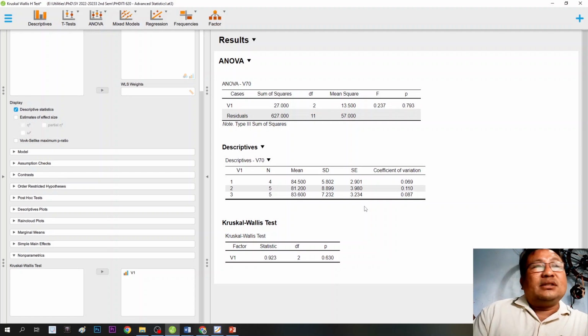In an APA format, a Kruskal-Wallis H test showed that there was no statistical difference in the three exam versions in terms of difficulty, where χ²(2) is equivalent to 0.923, and with the mean difficulty score of 84.5 for exam 1, 81.2 for exam 2, and 83.6 for exam 3.